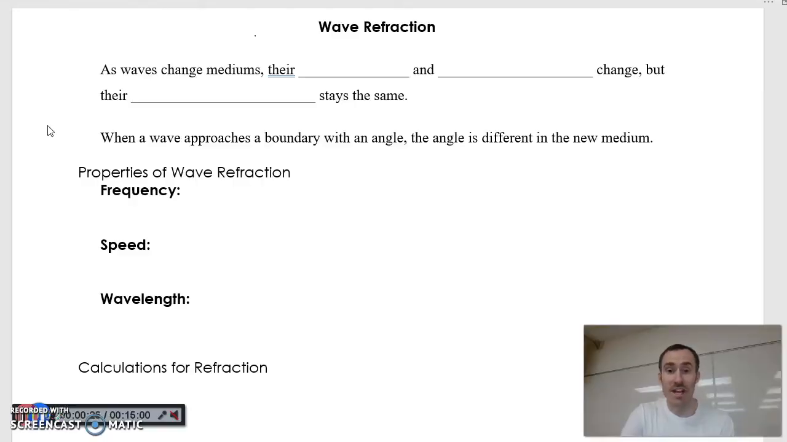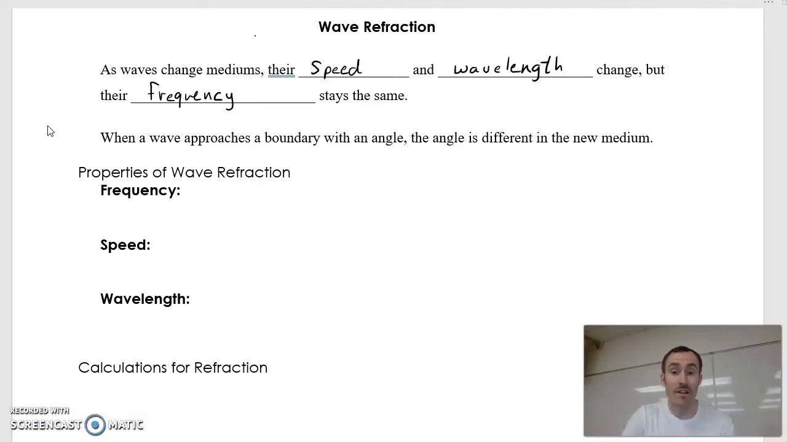So as waves change mediums, several things change about them. Their speed changes, their wavelength changes, but the thing that does not change is their frequency. The same number of waves is reaching that boundary between the two mediums per second, and that's what frequency is. Frequency is waves per second.